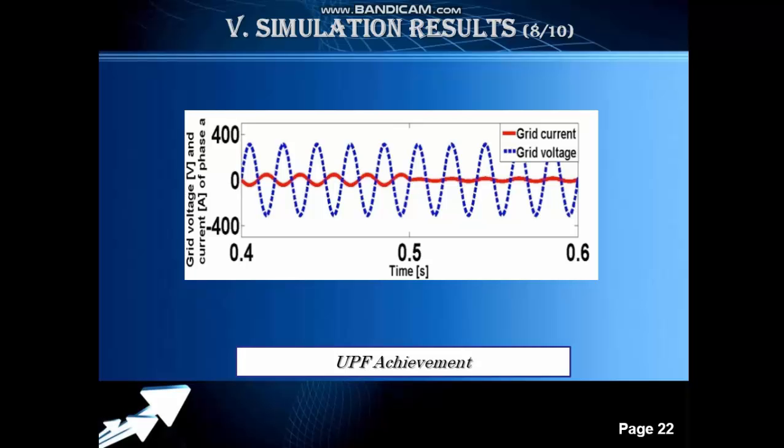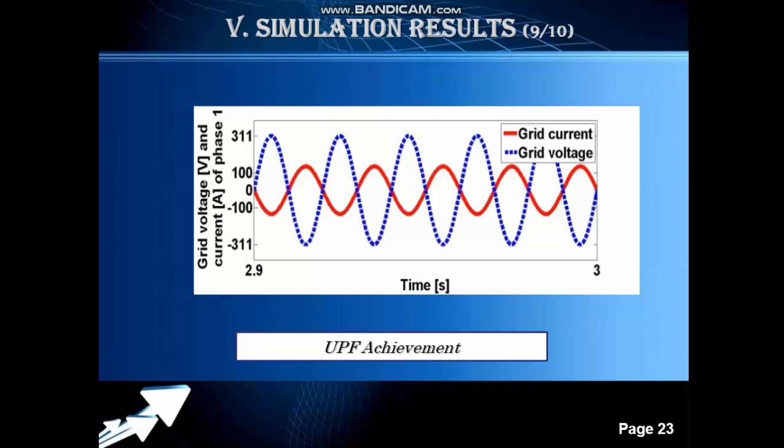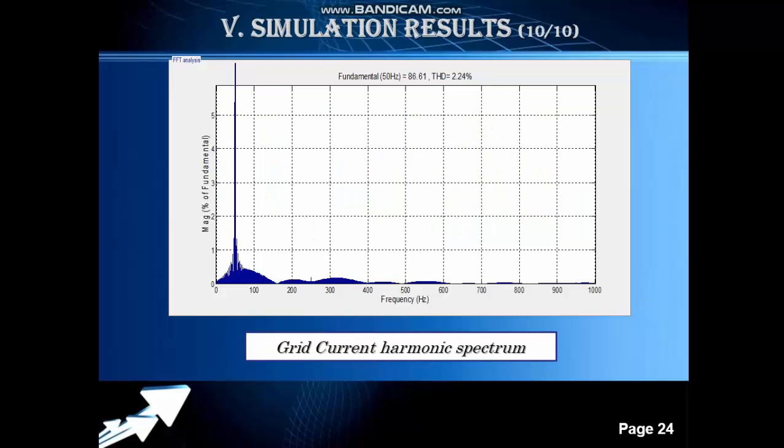Indeed, the UPF is realized in both cases when the grid receives the PVG power and when it feeds the load. This figure shows the achievement of UPF in presence of the input capacitor perturbation and harmonic pollution of the load current. And finally, the following figure presents the grid current harmonic spectrum. We remark that the control strategy proposed allowed the elimination of the harmonic distortion of the grid current.